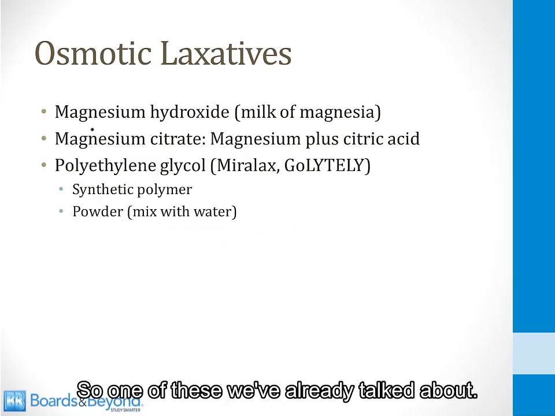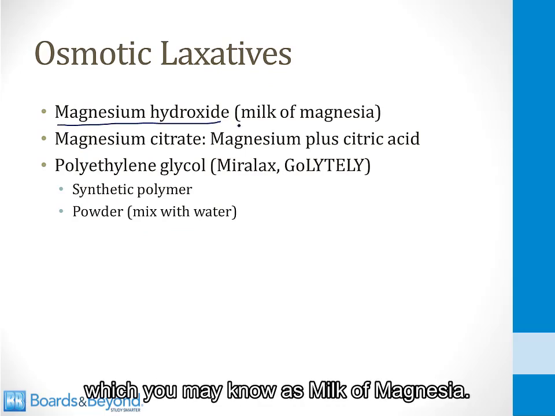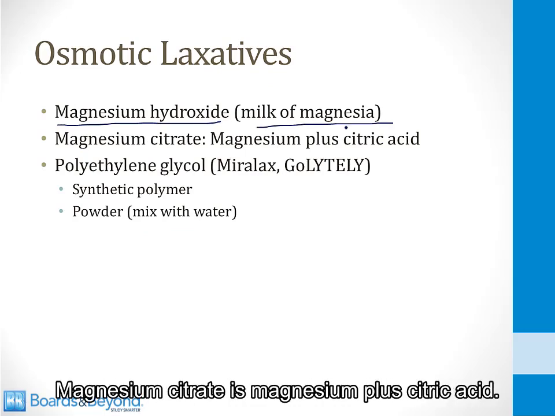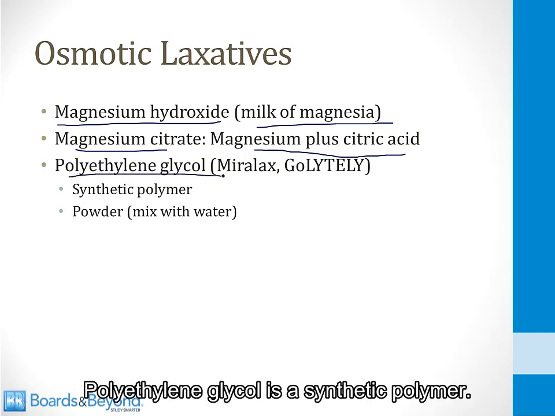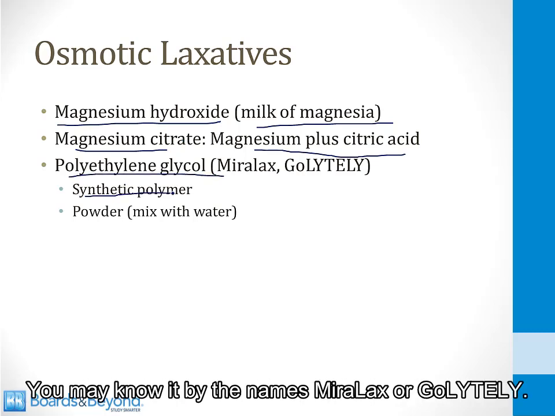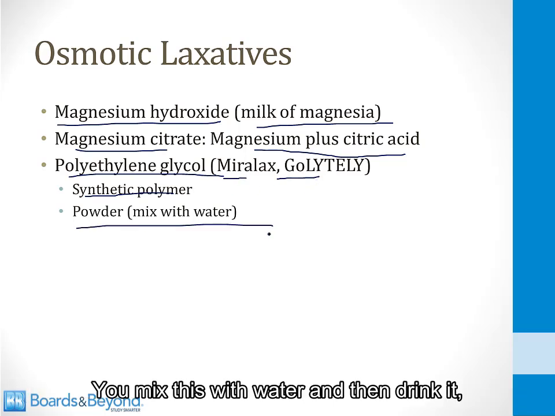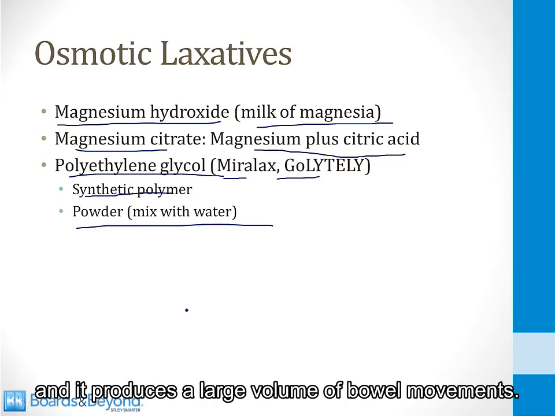So one of these we've already talked about, that's magnesium hydroxide, which you may know as milk of magnesia. Magnesium citrate is magnesium plus citric acid. This also functions as an osmotic laxative. Polyethylene glycol is a synthetic polymer. You may know it by the names Miralax or GoLytely. You mix this with water and then drink it, and it produces a large volume of bowel movements.